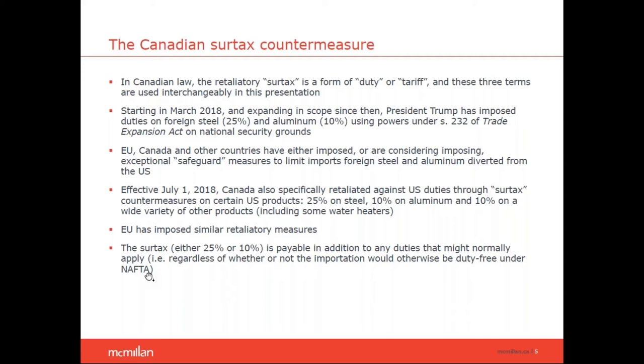The second one concerns the surtax. Canada was extremely displeased that the U.S. had targeted Canadian steel and aluminum with these 25% and 10% duties. So Canada retaliated a month after the U.S. duties came into force and said, okay, well, we're going to hit your steel, we're going to hit your aluminum with duties.